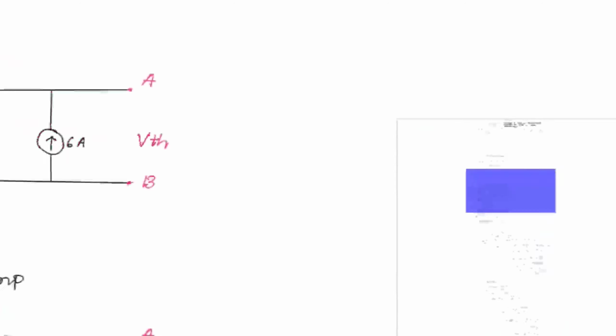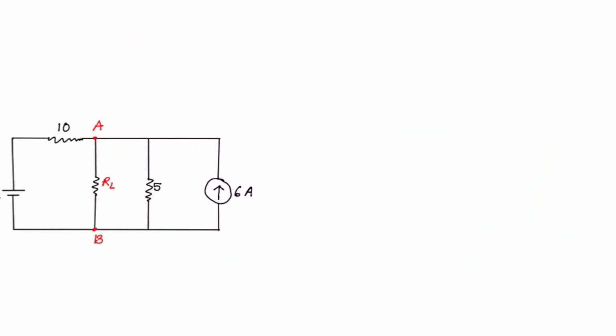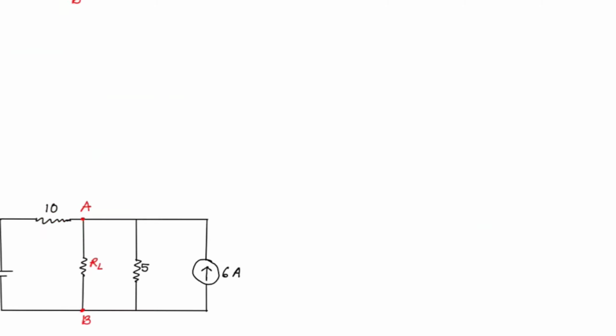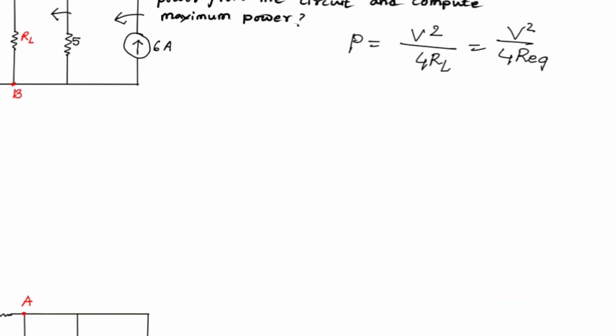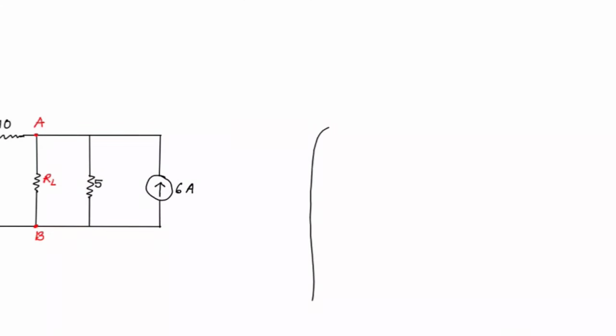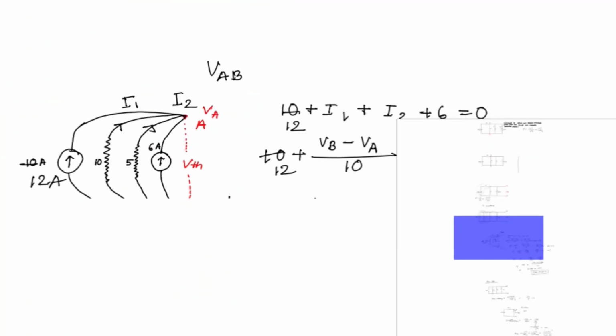So you can see, in this type of question we have to first convert the circuit into a Thevenin equivalent circuit. After that we can find the maximum power so easily. Hope you understand this process.